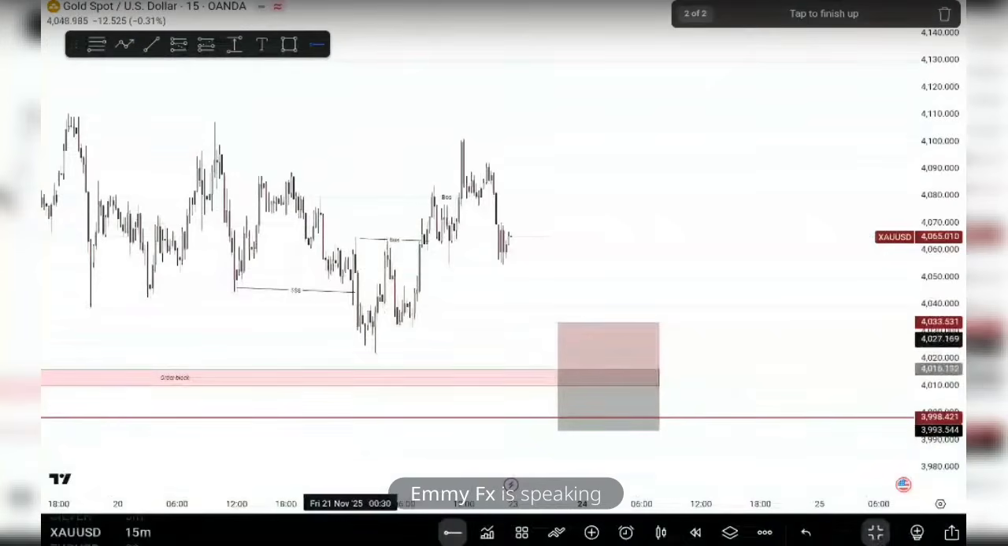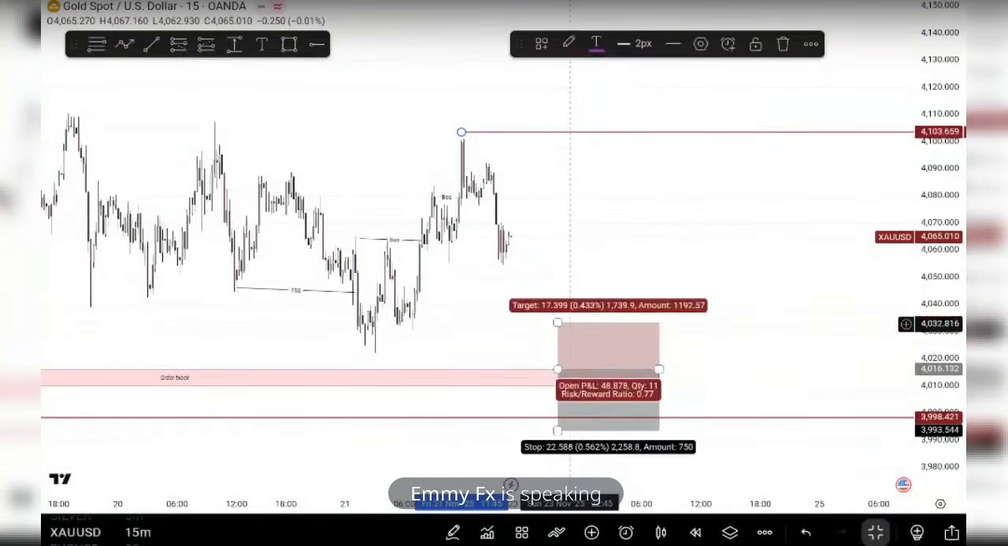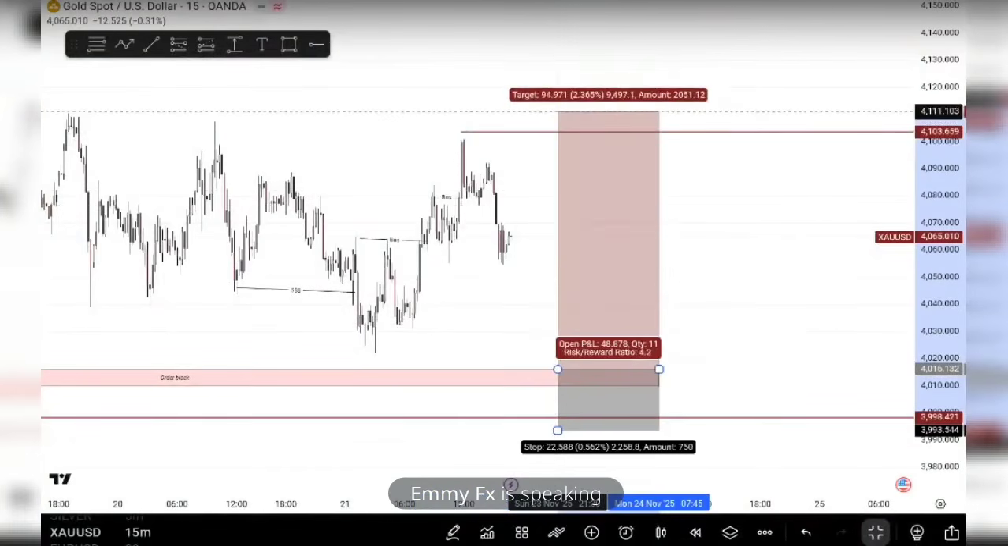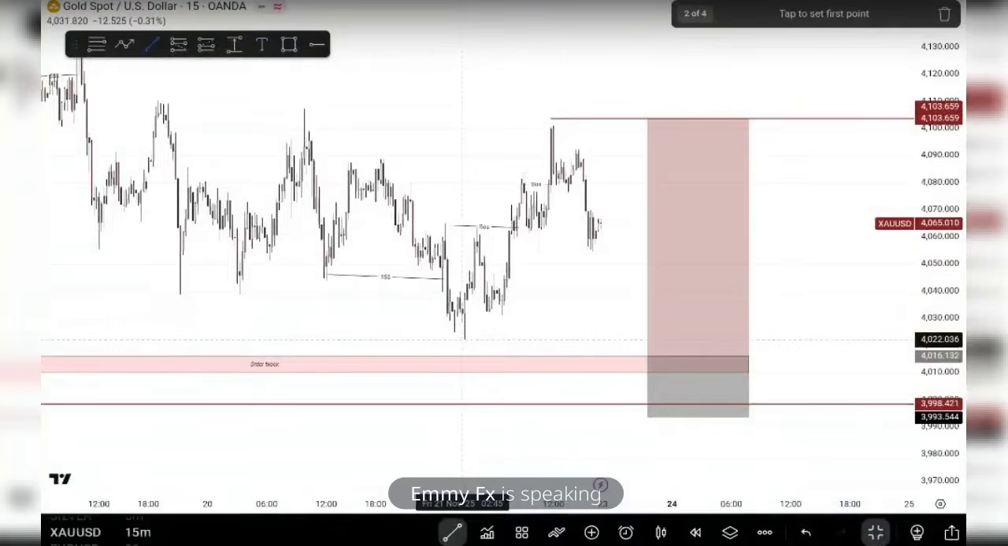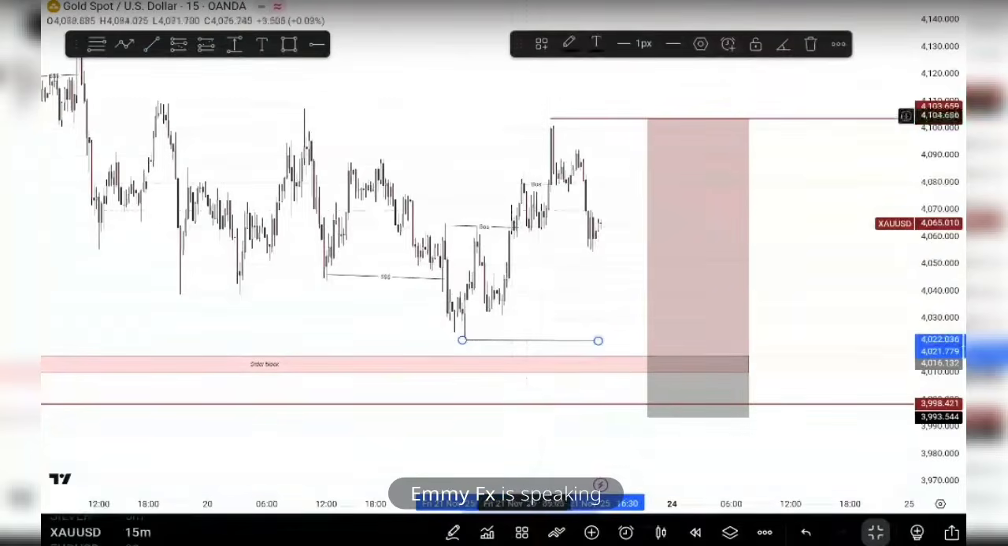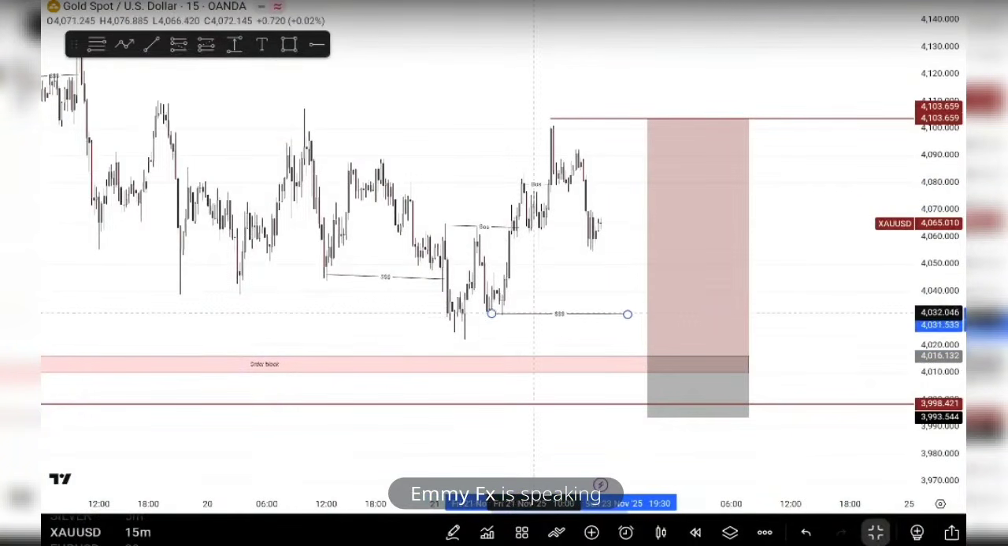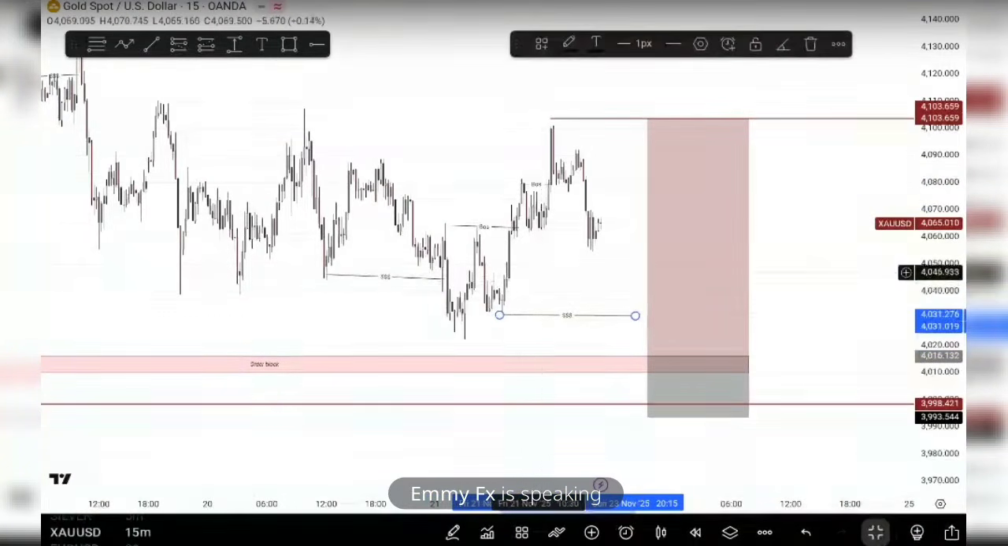So I'll use this zone as liquidity and target the point of reversal, which is here. Here is going to be the liquidity that price is going to take away.